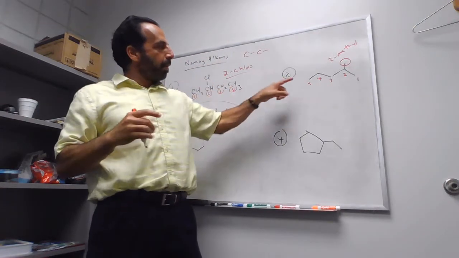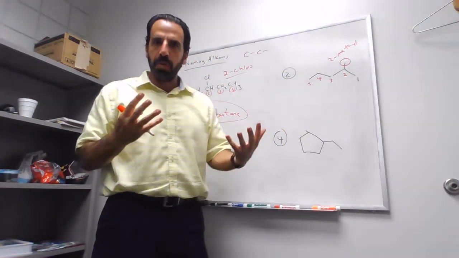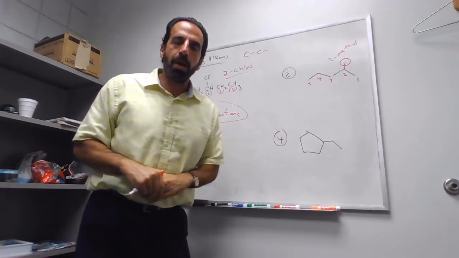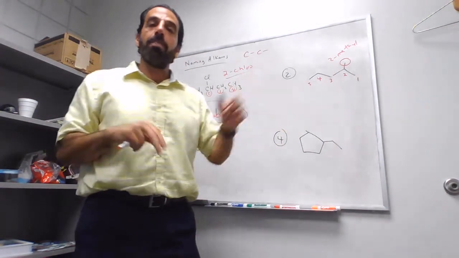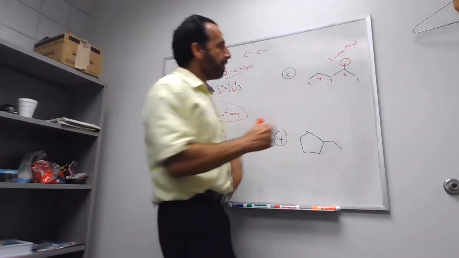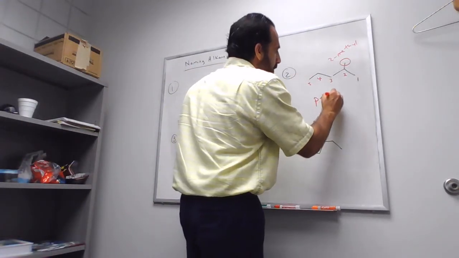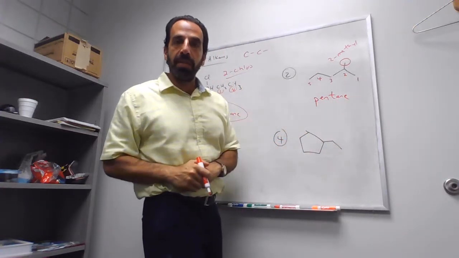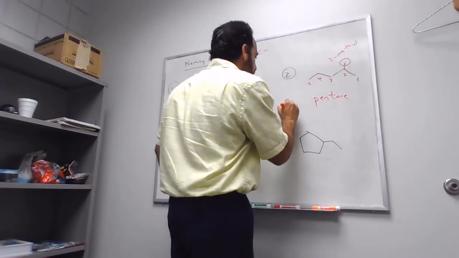If I label it from left to right, which is kind of what we're familiar with because of the way we write, I call this 1, 2, 3, 4. That would have put it on carbon number 4, which you don't want. So we want this to be on the lowest number possible. There's 5 of these, so that's going to be pentane. The methyl group is on carbon number 2, so 2-methylpentane.